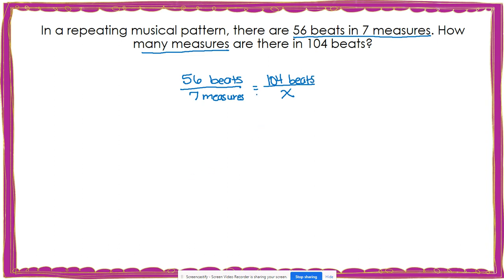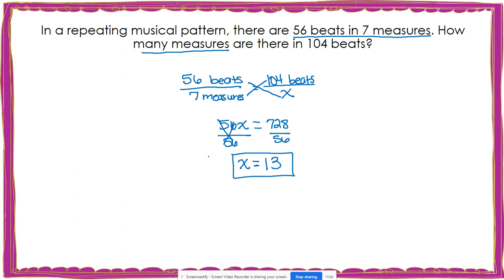And now I can cross multiply. I'm going to multiply 56 times x, which would give me 56x, and then I put my equal sign. Then I'm going to multiply 104 times 7, which would give me 728. Now to get x by itself, I'm going to divide by 56 on both sides. My 56 will cancel, which will leave me with x equals, and then 728 divided by 56 is 13. This means that there are 13 measures in 104 beats.